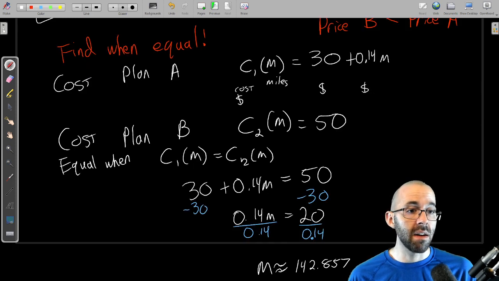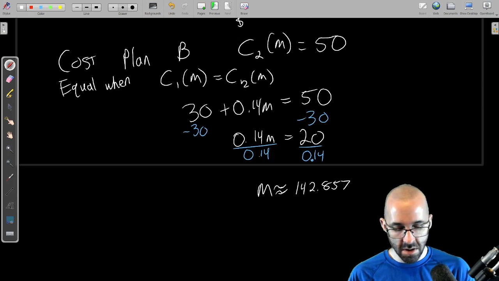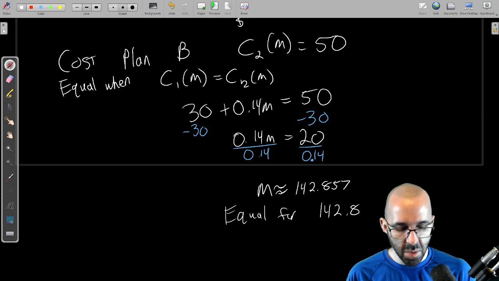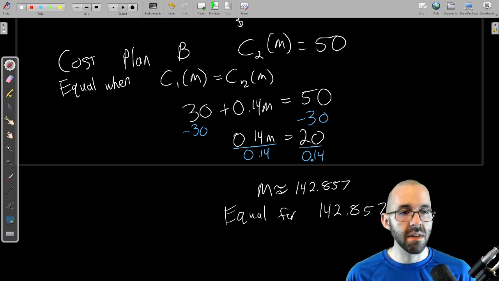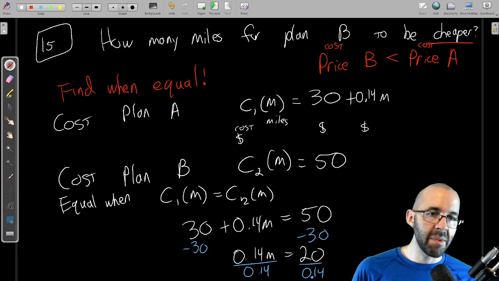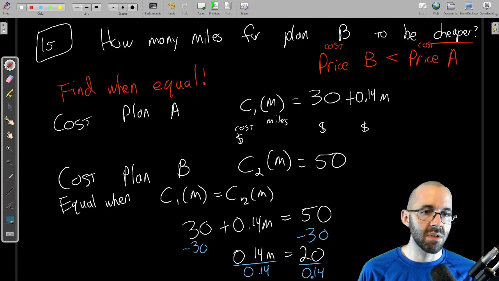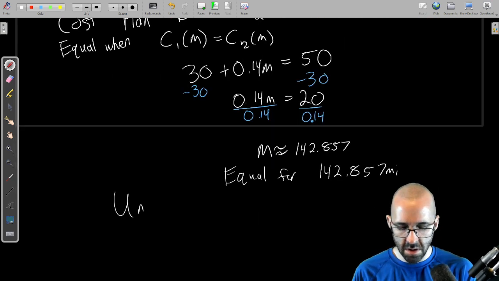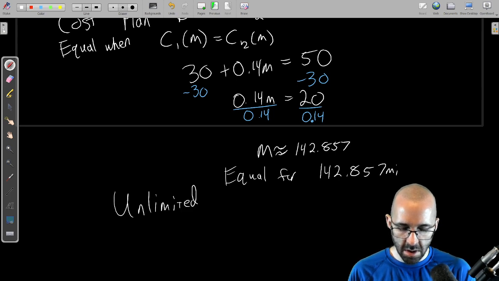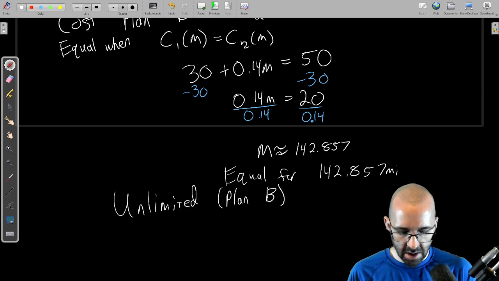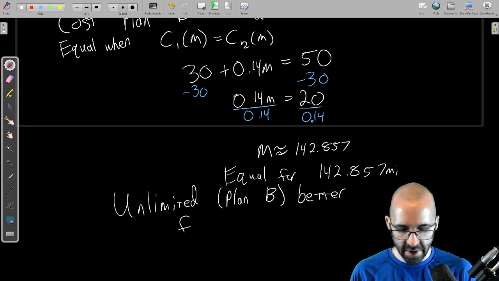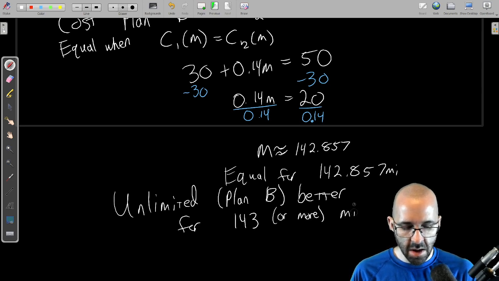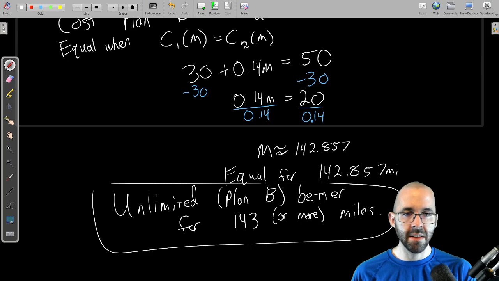So when is the unlimited better? Again, they're equal for 142.857 miles. Unlimited is going to be better when we drive at least that much. So unlimited will be better for 143 or more. Plan B is going to be better for 143 or more miles. And that's going to be our answer.